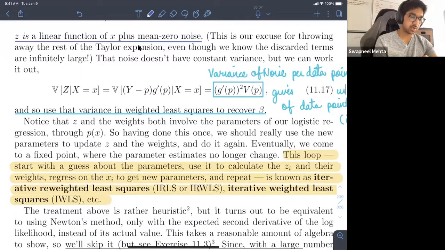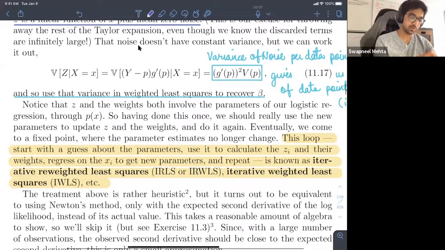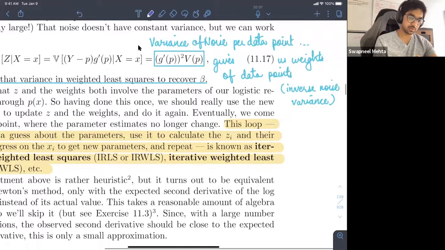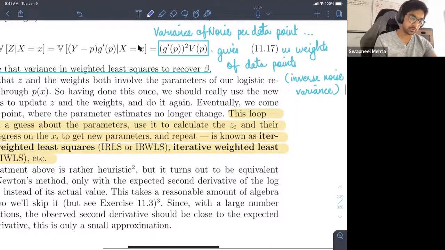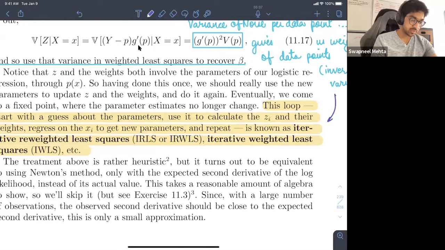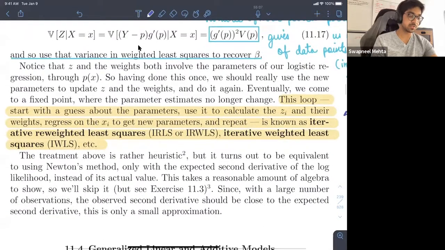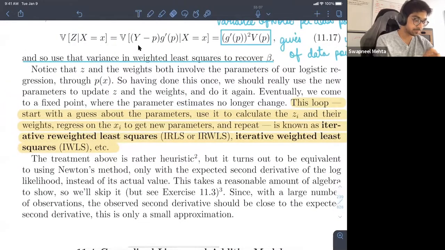That noise doesn't have constant variance, but we can work it out. The variance of noise per data point gives us weights of data points, inverse noise variance, as I said before when we were going to weighted least squares. This weighting comes from the variance of the noise, because the noise variance is now dependent on x. So g dash of p squared times variance of p, and now we have the variance of our effective response.